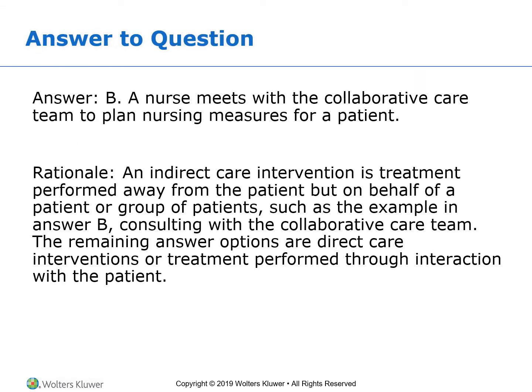Okay, you should have selected B. A nurse meets with the collaborative care team to plan nursing measures for a patient. An indirect care intervention is treatment performed away from the patient on behalf of the patient or group of patients, such as in the example in answer B, consulting with the collaborative team. The remaining answer options are direct care interventions or treatment performed through interaction with the patient.